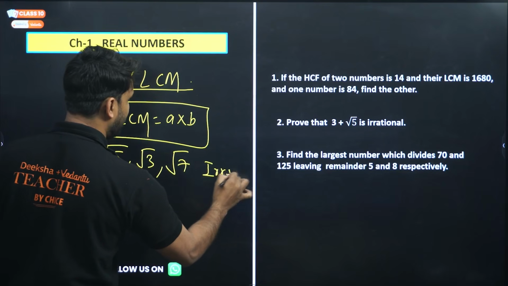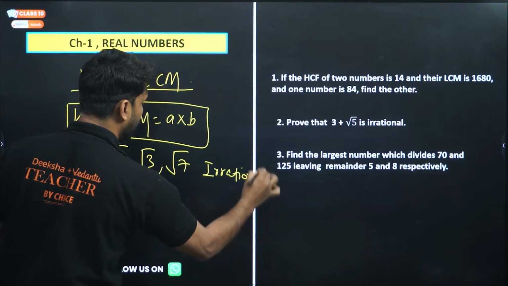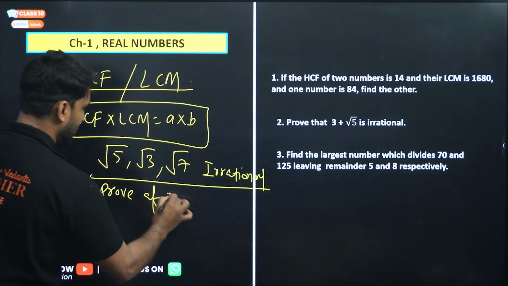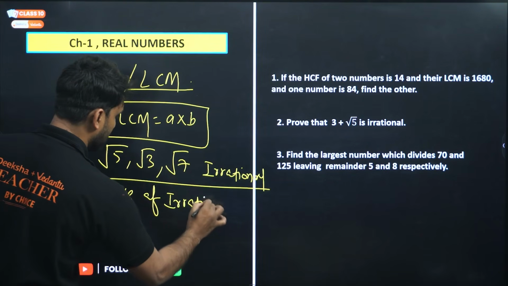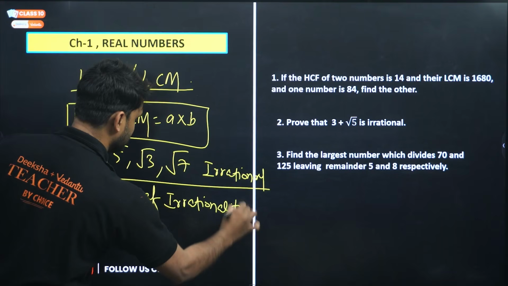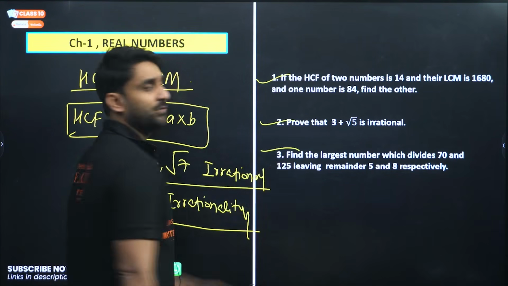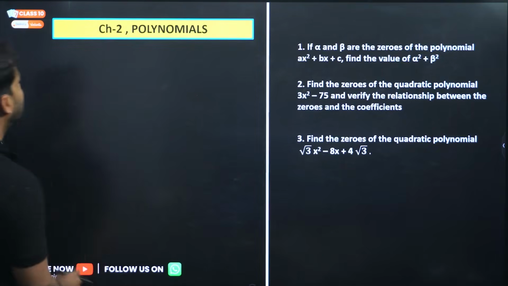So proof of irrationality is very important. Proof of irrationality is also very important. Please make sure to solve these questions. Okay, proof of irrationality, and there are 3 questions for you all. Very important questions. Moving to the next chapter, polynomials.